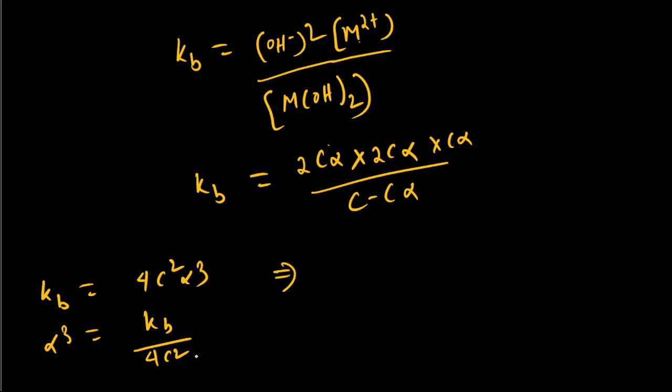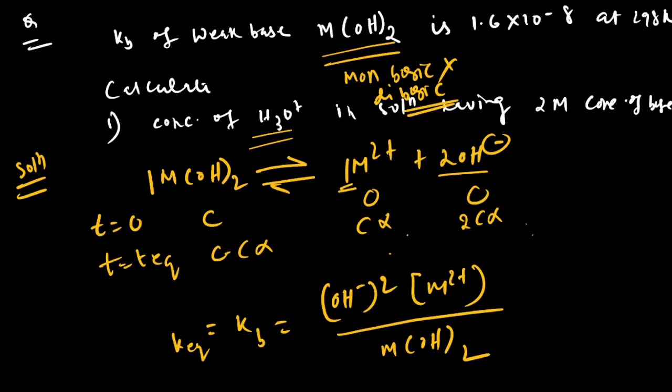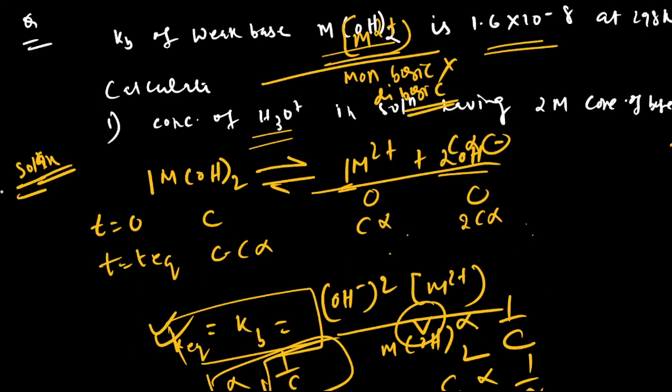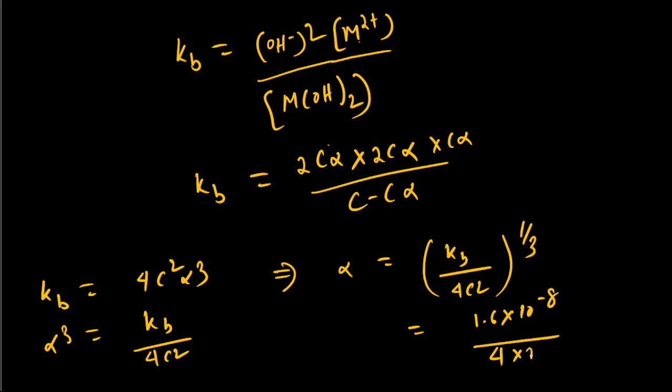Then alpha cubed equals Kb upon C squared. So alpha equals the cube root of Kb upon C squared, that is 1 by 3. The Kb value they have given is 1.6 into 10 raised to minus 8, and for C they have given C equal to 2 molar. So that is into 2 into 2, and this raised to 1 by 3.